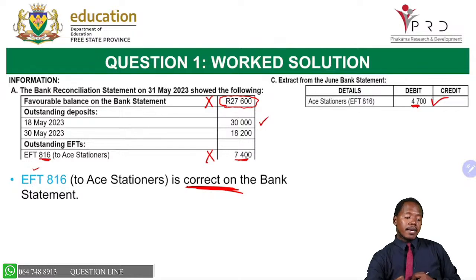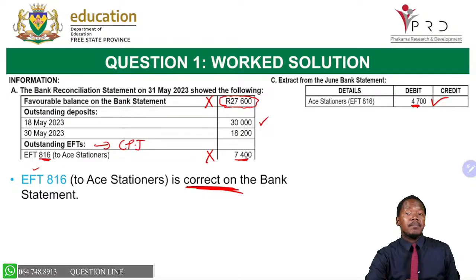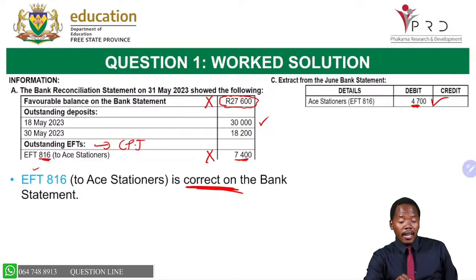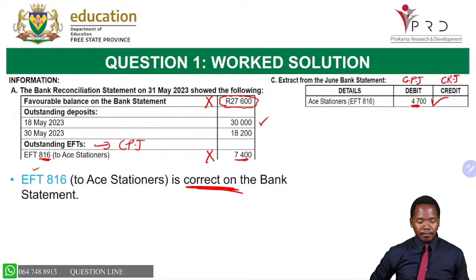Now, what must we remember? All EFTs are recorded in the CPJ initially. We record them in the CPJ, meaning all EFTs go to the CPJ. On our bank statement, this is what you need to do. You need to write CPJ on top of the debit and CRJ on top of the credit. Please do that with me. Debit side of the bank statement, you write CPJ. Credit side of the bank statement, you write CRJ.